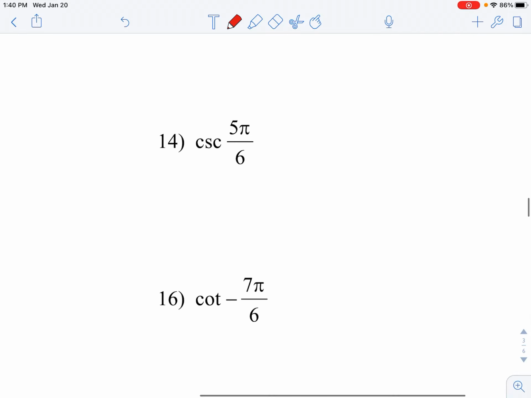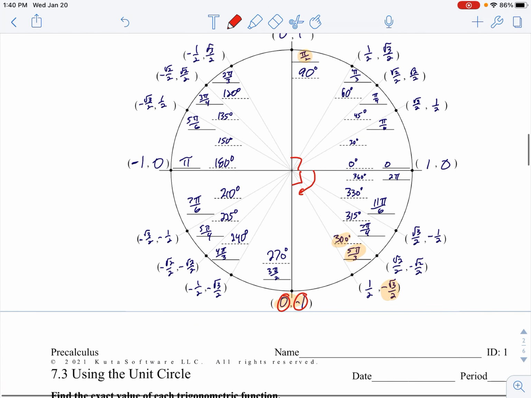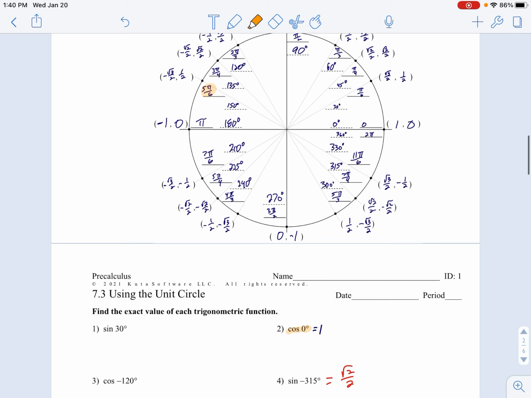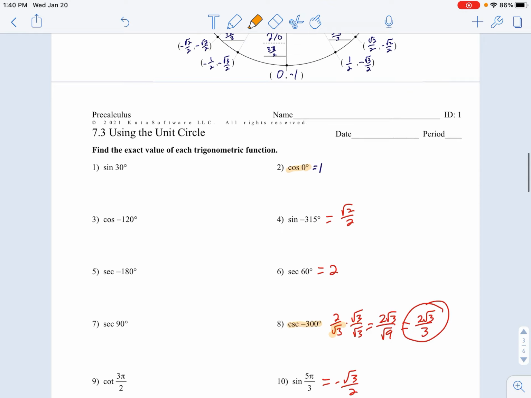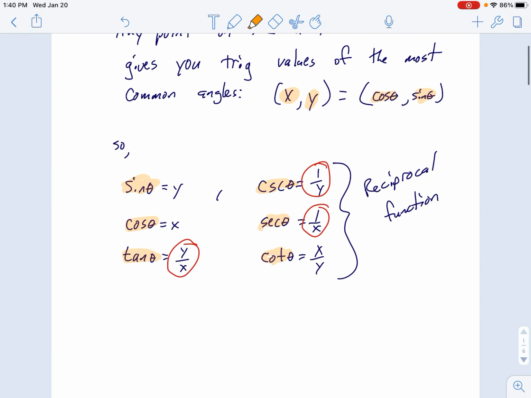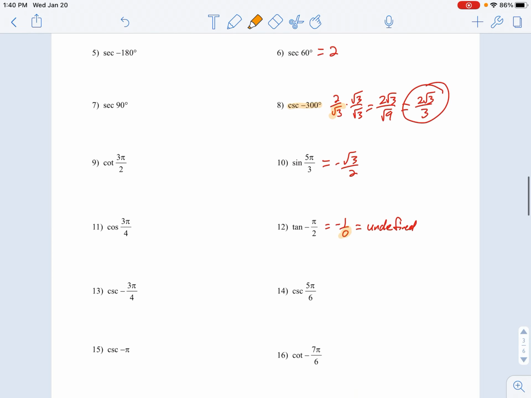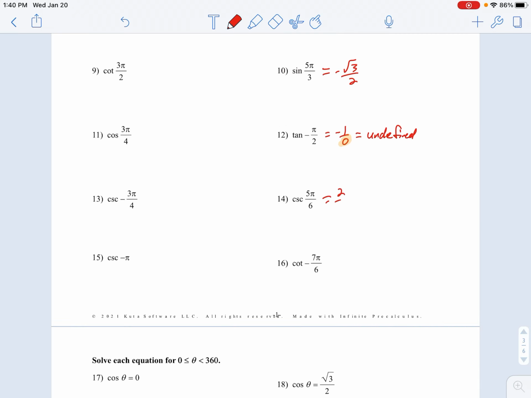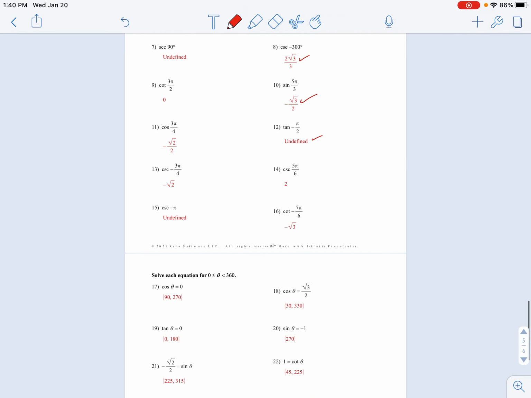Number 14, cosecant of 5 pi over 6. All right, let's find 5 pi over 6 on the unit circle. Let me erase a lot of this extra stuff. Where is 5 pi over 6? Right there, which would be 150 degrees if you care. And we are doing the cosecant. Cosecant is 1 over y, or the reciprocal of y. So I need to take this y value and reciprocate it, or flip it over. So 1 over 2 becomes 2 over 1, which is just 2. So number 14, the answer should be 2, and there it is.